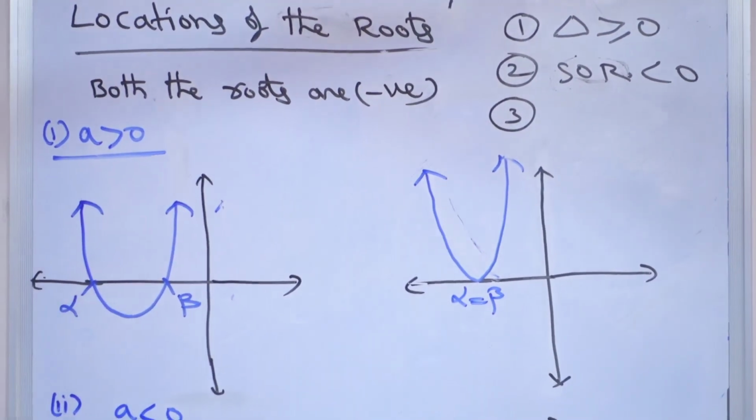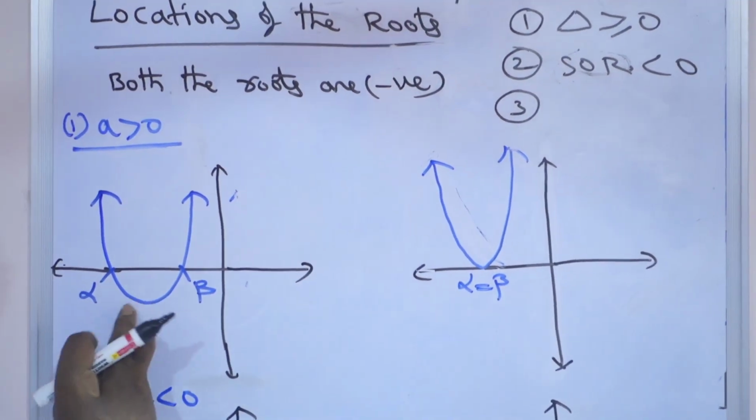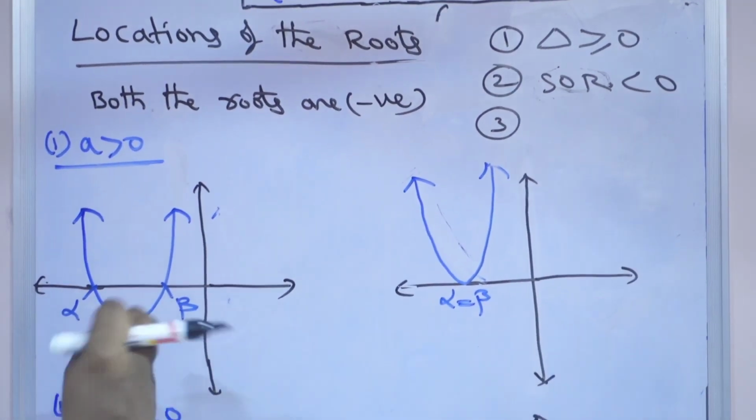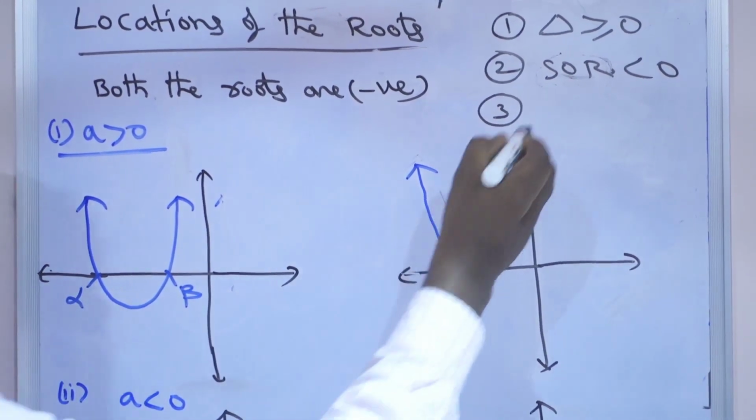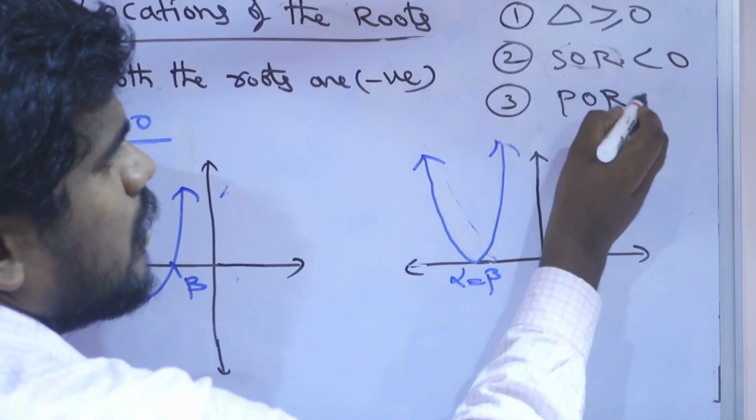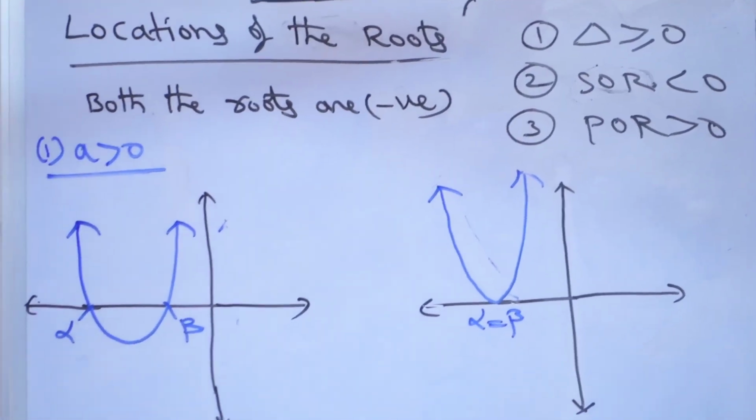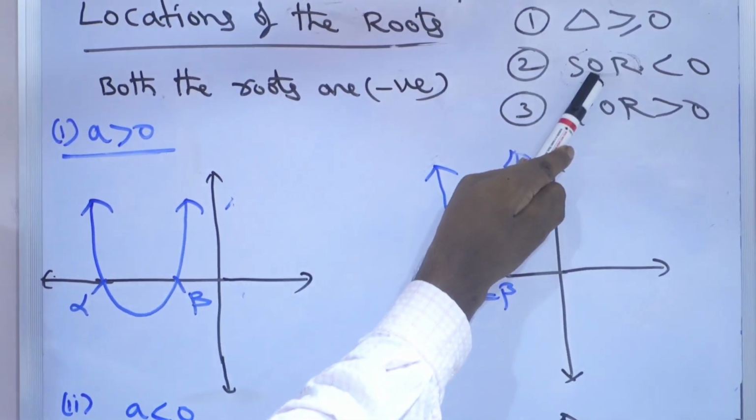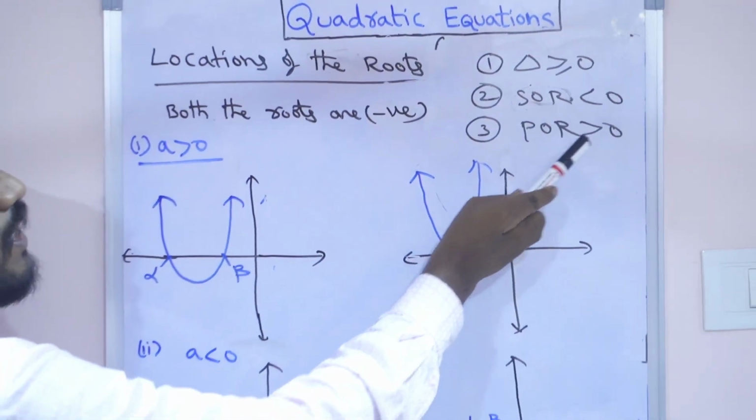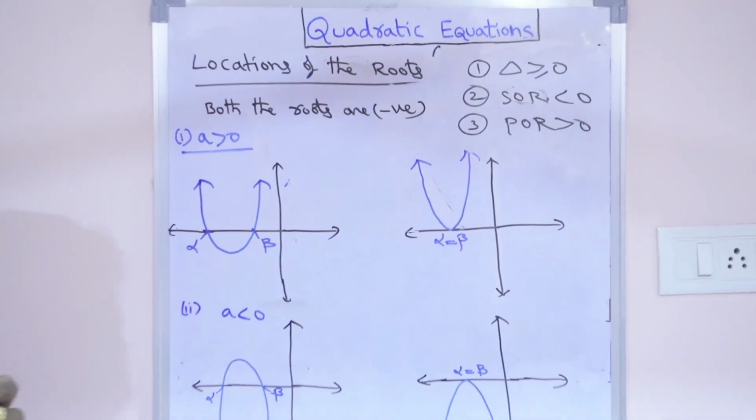And the third case, product of the roots. Negative into negative is positive, because alpha is negative and beta is also negative. So the product is positive, so POR is greater than 0. So these are the three cases if both the roots are negative: delta greater than or equal to 0, SOR less than 0, and POR greater than 0. We will see the next case.